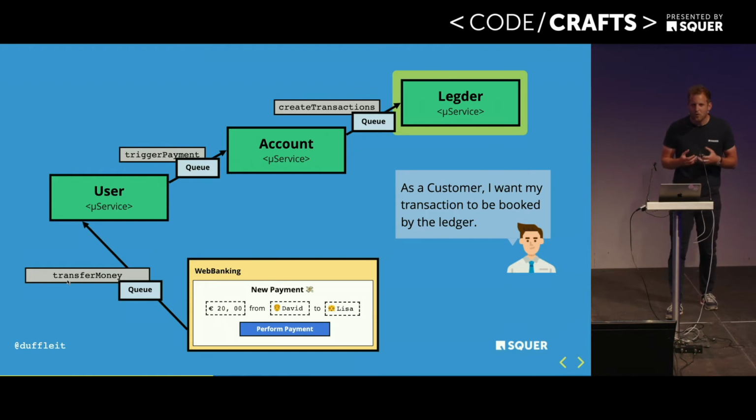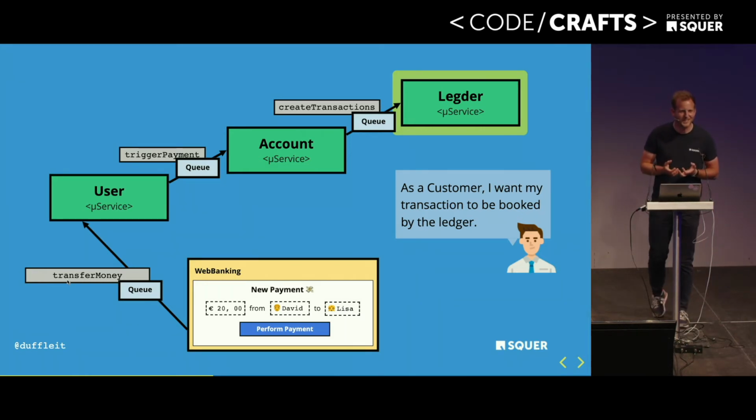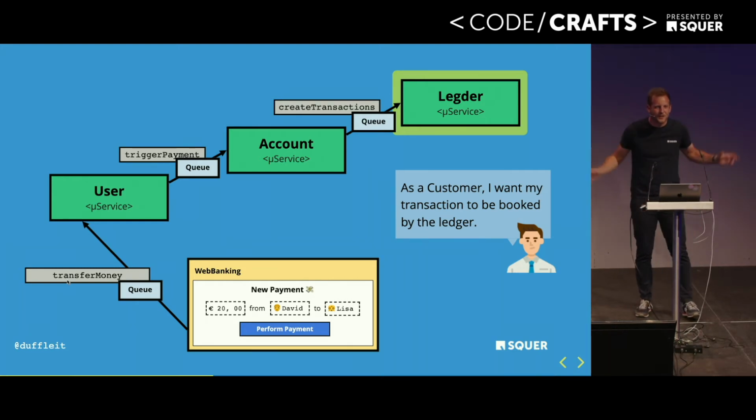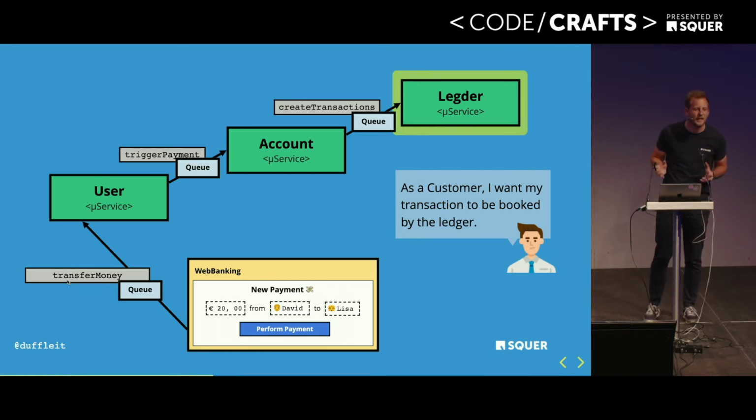The problem: no good product owner would ever tell you such a user story, right? Because no customer is interested in whether your transaction is booked on a ledger or, I don't know, on a MySQL database. Nobody cares, right? The user doesn't even care if there's a transaction. They don't really need to know this.